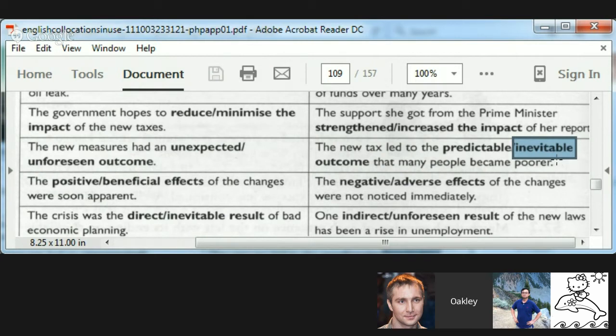Alex, what is inevitable? And by the way, pronunciation: inevitable. Second syllable stress, inevitable. There you go. Perfect. All right. Well, what is the meaning of inevitable? Give me an example. Is it the same as predictable?